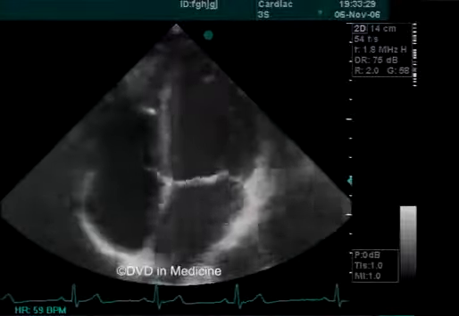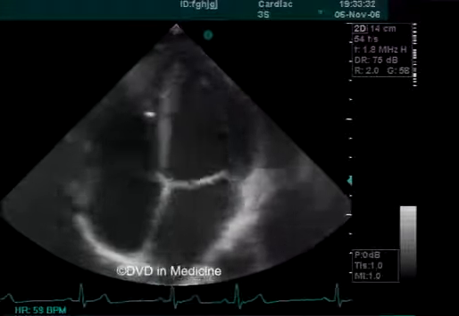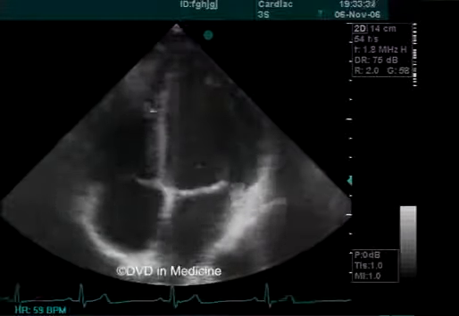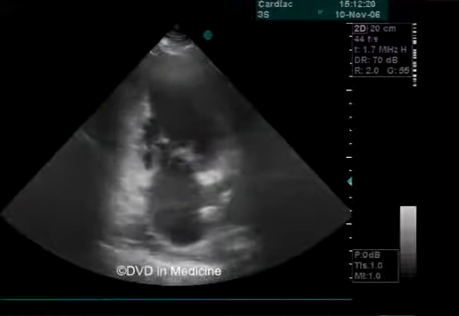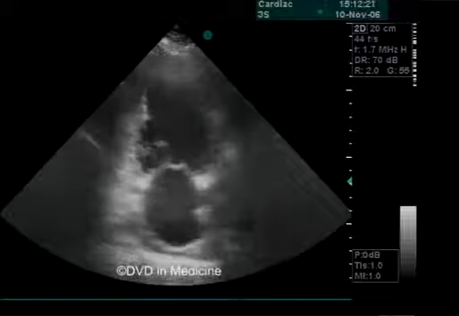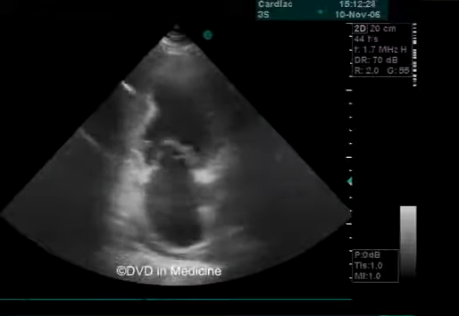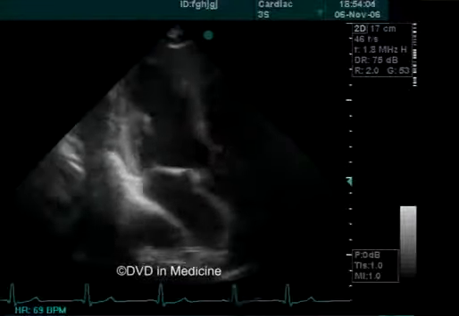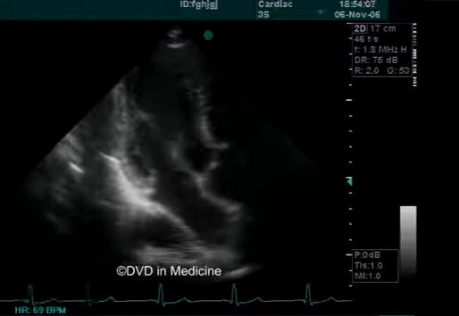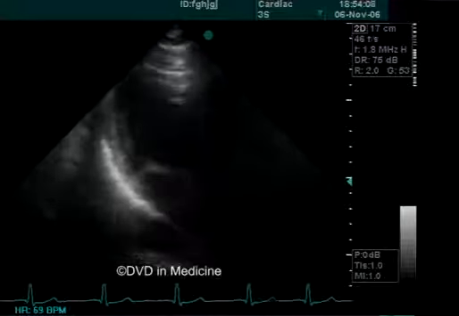An apical view allows: 1. To diagnose congenital heart malformations in adults and children. 2. To assess regional wall motion abnormalities in patients with coronary artery disease. 3. To perform a complete evaluation of mitral, aortic, and tricuspid valves.